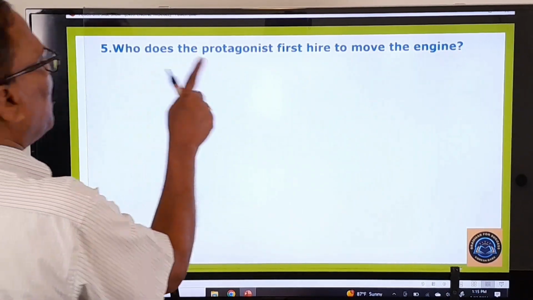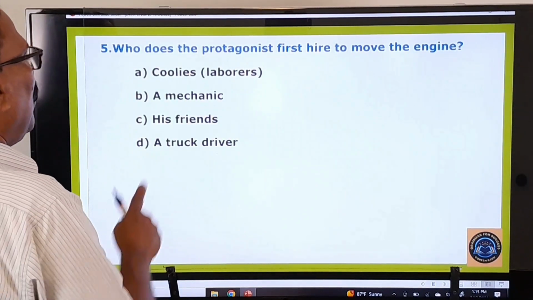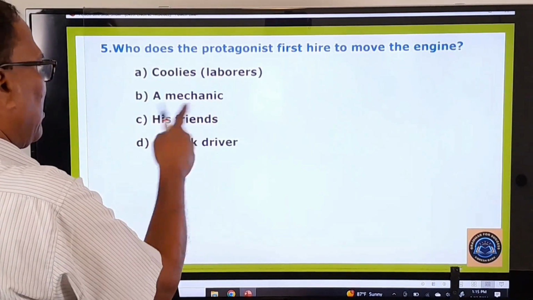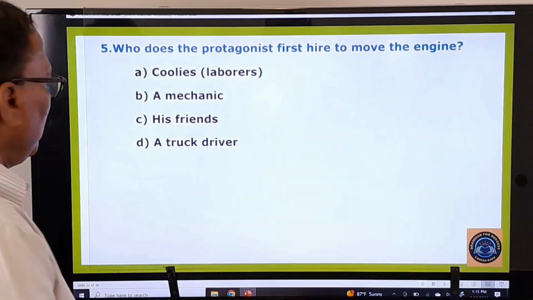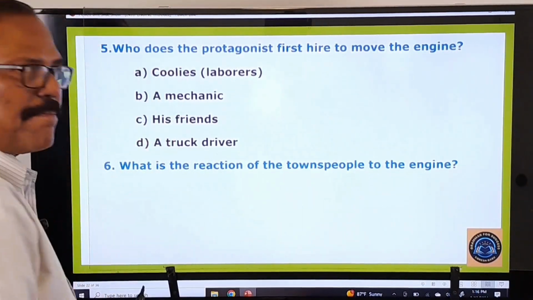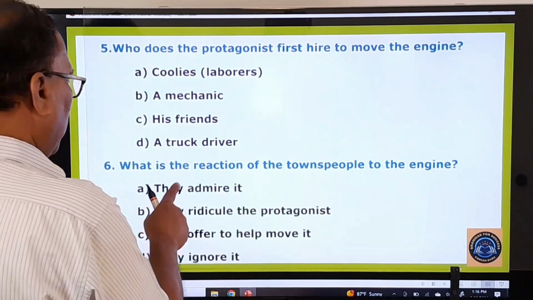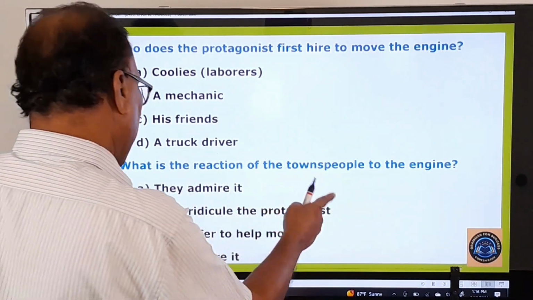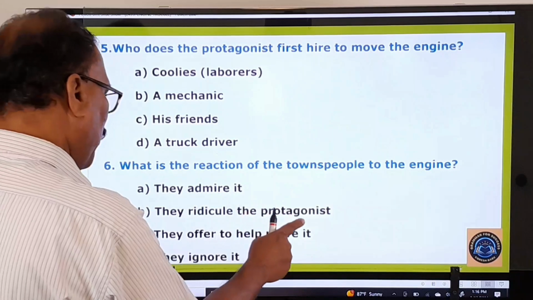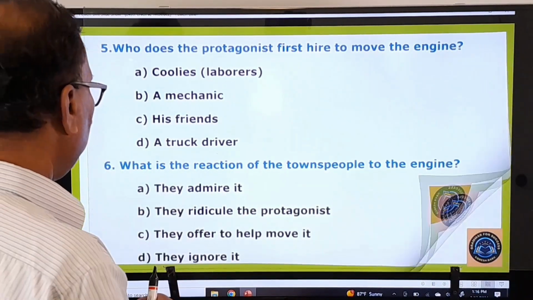Who does the protagonist first hire to move the engine? Coolies or laborers, a mechanic, his friends, a truck driver. You go to the sixth question. What is the reaction of the townspeople to the engine? What was their reaction? Okay, and they admire it, they ridicule the protagonist, they offer to help move it, they ignore it. It's like that. You go to other questions.